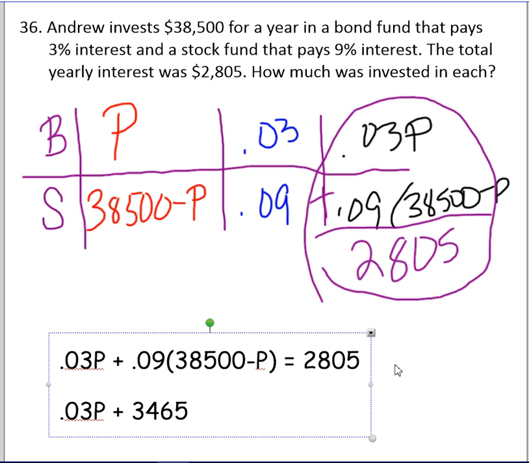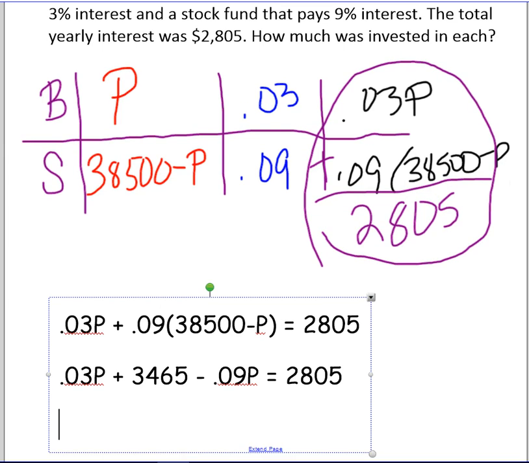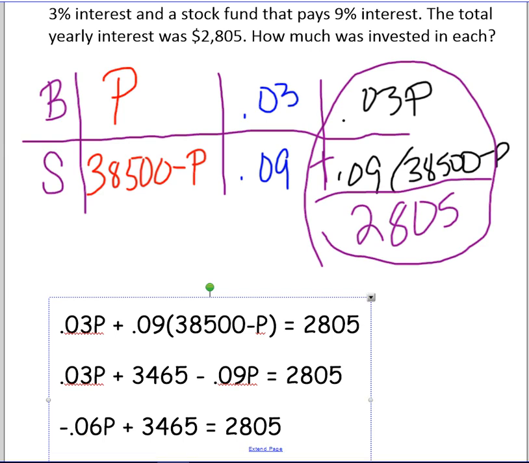And we're subtracting from it 0.09 times p, so 0.09p. And that gives us 2805 again. Combining the like terms on the left gives us negative 0.06p. And we're still adding the 3465. And that equals 2805.